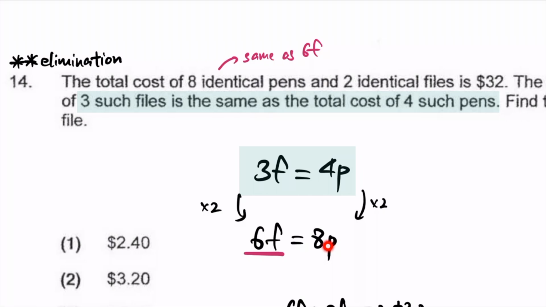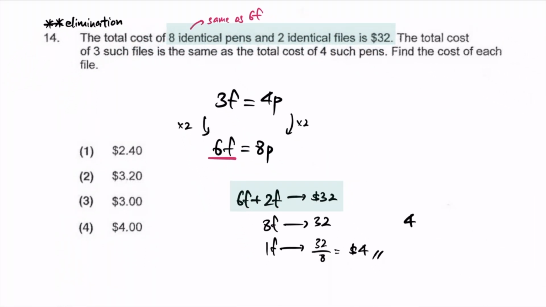Now what that means is 8 pens cost the same as 6 files. So I can do this. I don't have to say 8 pens anymore. I can just simply call this 6 files. Now 6 files therefore plus 2 files, that's 8 files. So if 8 files is $32, I can actually find the cost of 1 file. So let's do that. 6F plus 2F is 32, 8F is 32, 1F is $4, and voila, that happens to be what the question wants, the cost of 1 file.